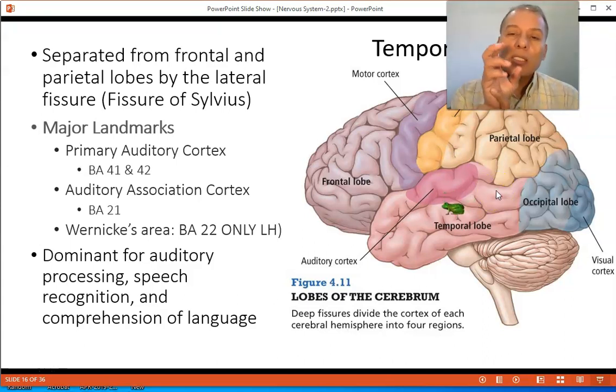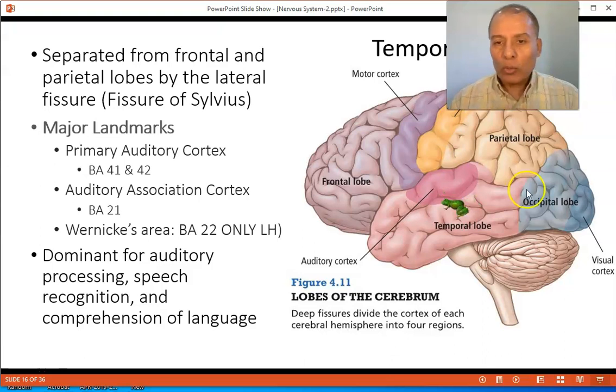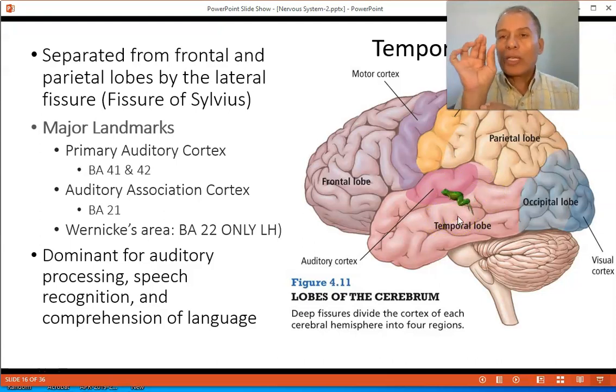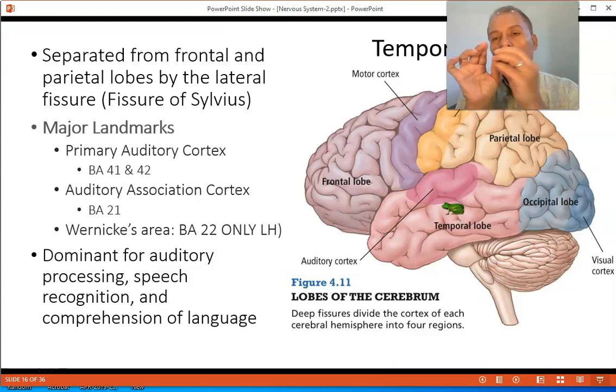It recognizes speech. It assembles phonemes, single sounds, into syllables and words, and it works with the primary auditory cortex. It works with the auditory association cortex. This one, auditory association cortex, that's called area number 21. They work together in order to match the sounds of a word with the meaning of the word.